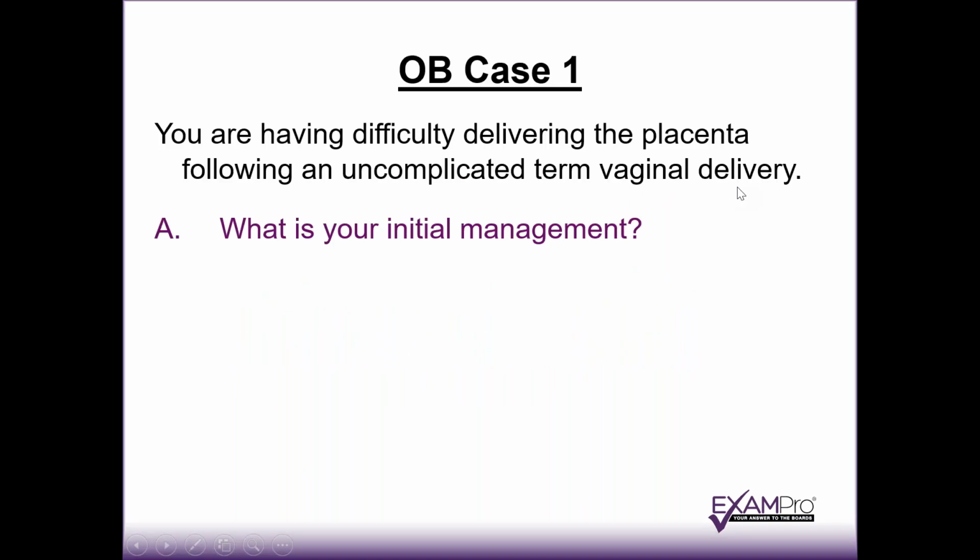We're going to do an OB question first. You are having difficulty delivering the placenta following an uncomplicated term vaginal delivery. Part A, what is your initial management? So this is very characteristic of, I'd say, about a third of the questions on the exam, in that there's really no specific information here. We don't know the patient's age, parity, anything else about the pregnancy. It's just she had an uncomplicated vaginal delivery, and we're having difficulty delivering the placenta. Difficulty is a very sort of nebulous and non-specific term. So this question could go anywhere. So Ashley, you can start and take this anywhere you'd like to go.